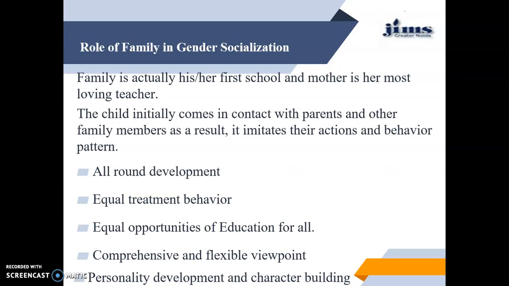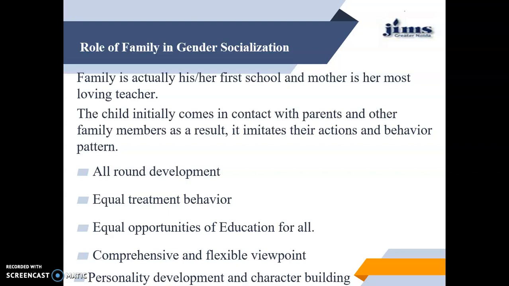Here, first I would like to tell you about the role of family in gender socialization. Family is actually his or her first school and mother is the most loving teacher. The child initially comes in contact with the parents and other family members. As a result, it imitates their actions and behavior patterns. How does the family influence the socialization process of a child? So there are some roles, or we can say functions, to be played by the family in gender socialization.